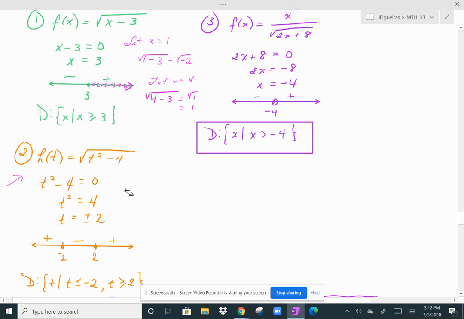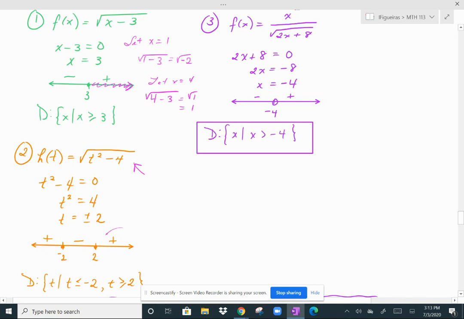But then you have to take test points. Pick something less than negative 2, like negative 3. Plug it in here. That gives you a positive result: 9 minus 4, the square root of 5, which is a real number. If you pick a number between negative 2 and 2, like 0, and plug that in, you'll get the square root of negative 4, which is imaginary. We know that negatives within a square root are not acceptable. And if I pick something greater than 2, I also get a positive result.